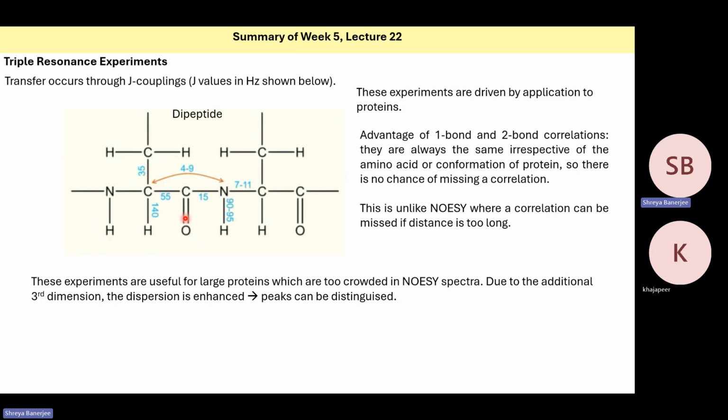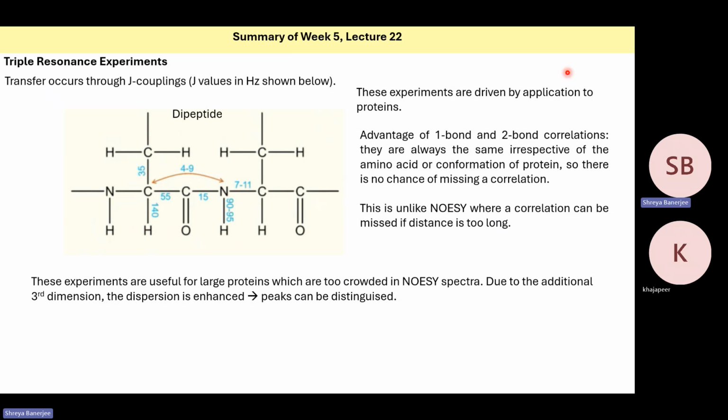Now, the advantage of these one bond and two bond correlations is that they are always the same irrespective of the amino acid or conformation of the protein. So there is no chance of missing a correlation. You will always find these correlations in your 3D NMR. And unlike NOESY, in NOESY there is a chance that if two hydrogens are more than 5 angstrom away from each other, that correlation will not be present.